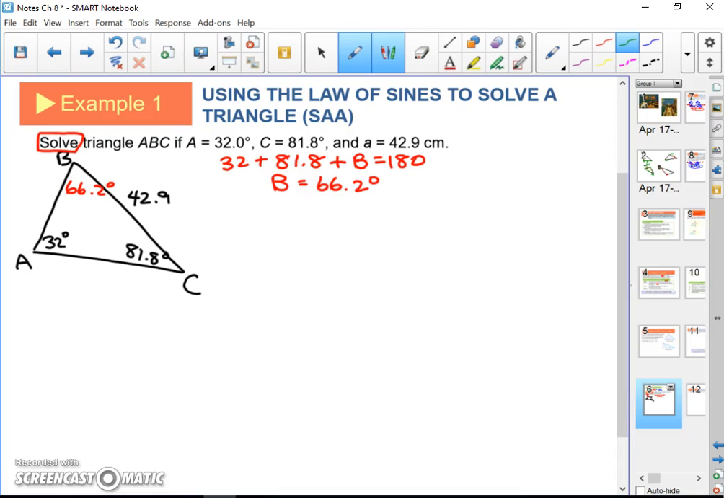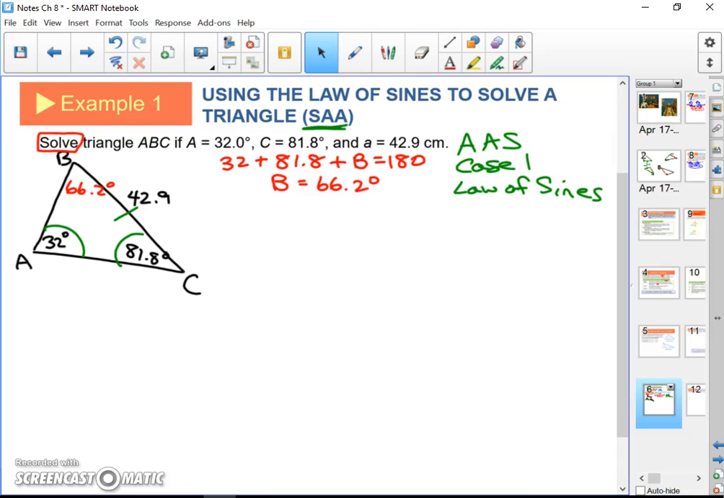Okay, I might have skipped a step. Before you even start solving, it's important to figure out which case it is. You might notice there's an angle and there's a side. So to me, this problem looks like angle, angle, side, or side, angle, angle if you go around backwards. That's how I know this is going to be case 1, law of sines. We probably should start with that on one of these problems.